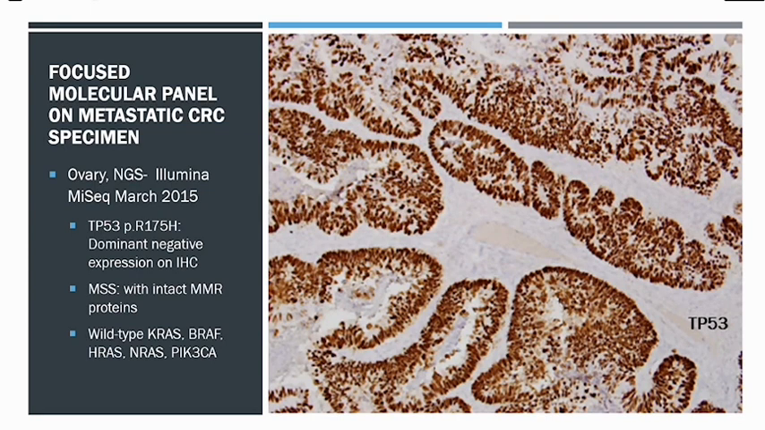Molecular testing was done at the U on the metastatic carcinoma in the ovary with the NGS Illumina MiSeq panel that identified a TP53 R175H point mutation, and that corresponded with the dominant negative expression of p53 that we see in the IHC, the overexpression pattern.